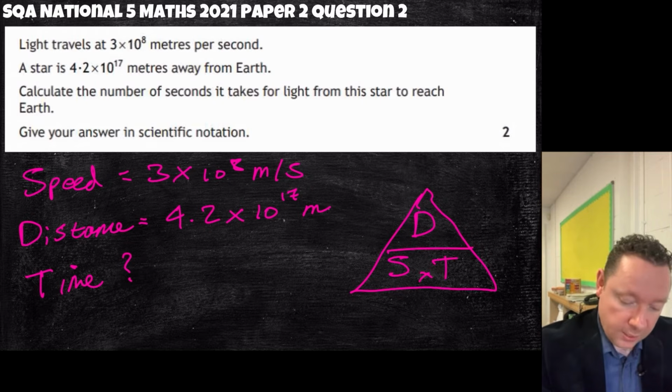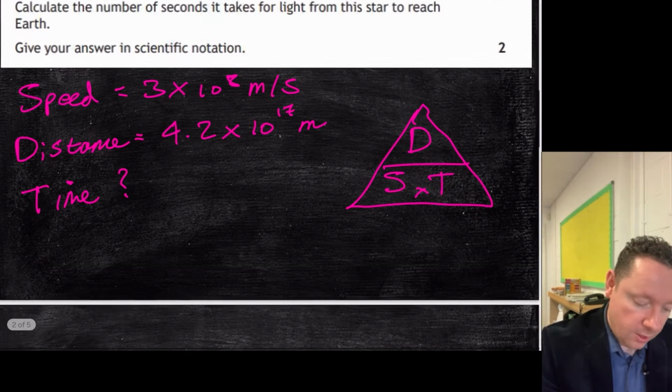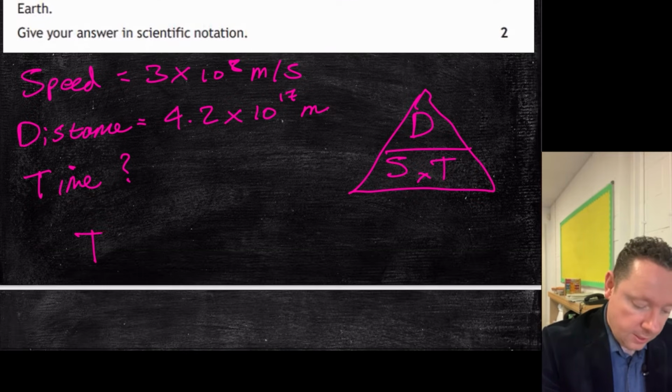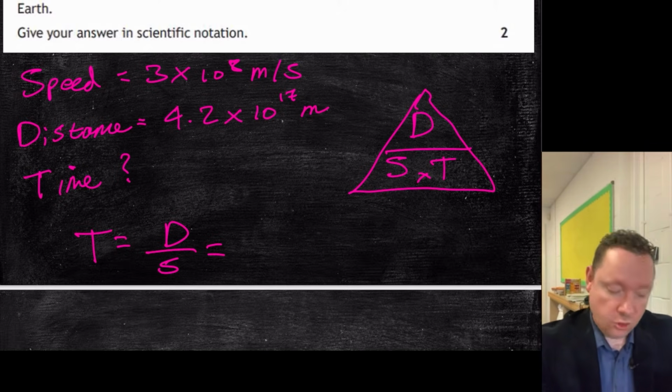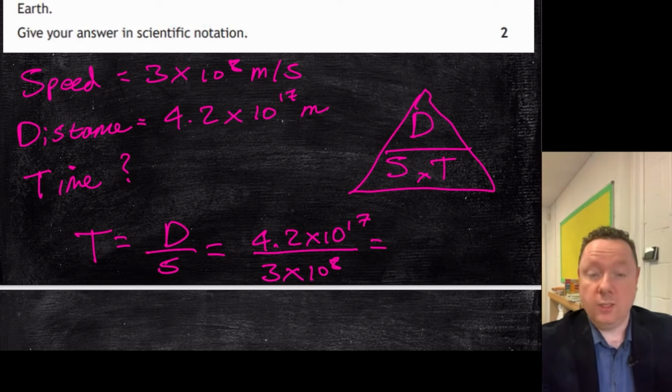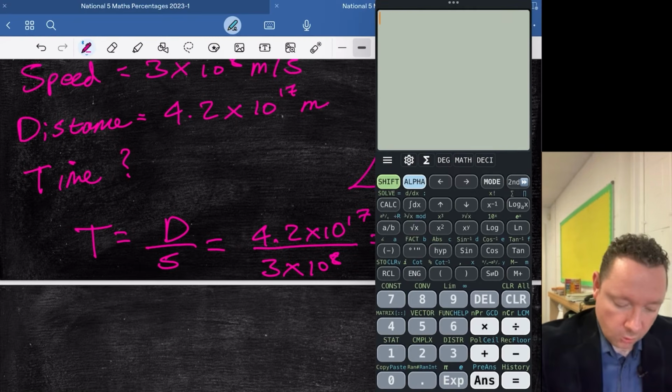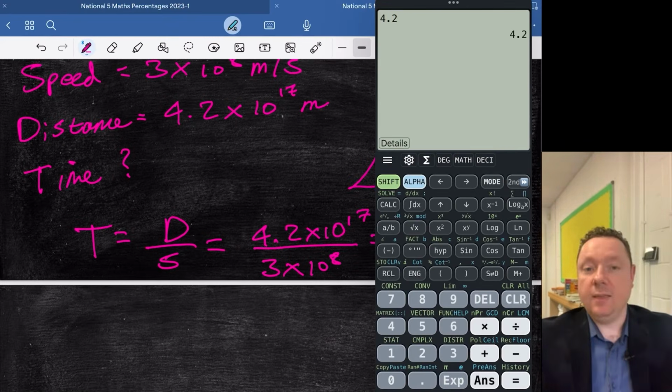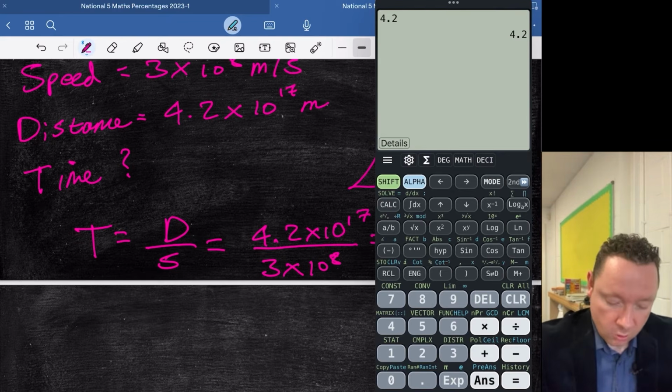And to work out what time is, if you don't know, time is this one. So I've got leftover distance divided by speed. So I can immediately write down that time is distance divided by speed, and sub in these big numbers, even though they're huge. So the distance is 4.2 times 10 to the 17 divided by 3 times 10 to the 8. And it's a calculator job, so we need to know how to put that in a calculator. So 4.2, now either there'll be a times 10 to the power button on your calculator, or it'll just be EXP.